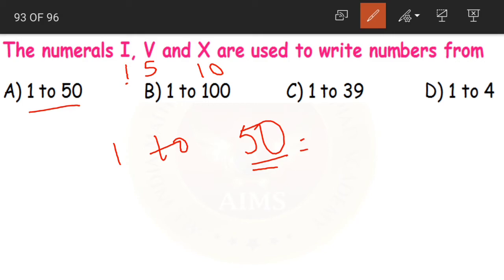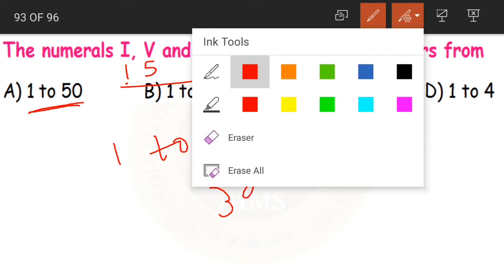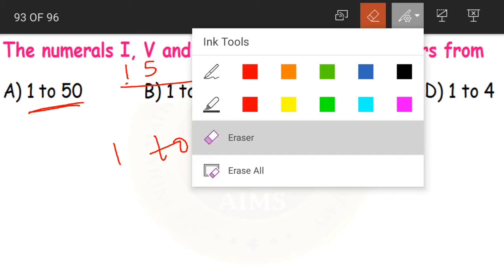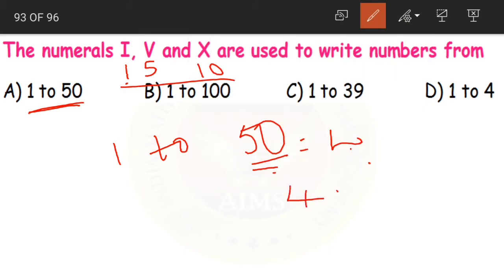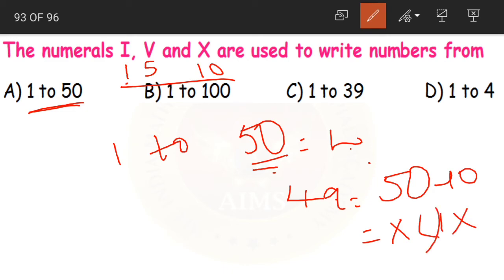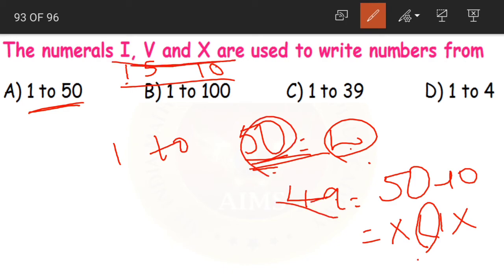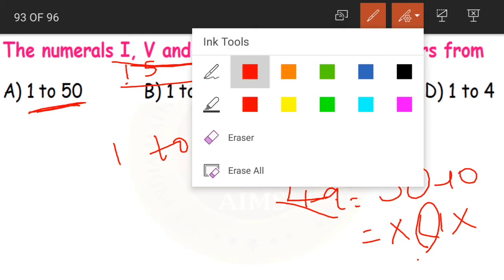Now we know that 50 is equal to L. Yes or no? Yes, 50 is equal to L. So it is not possible that only I, V, X are used here. Or else if you take the number 49 for example, what will it be? 40 will be written as 50 minus 10, that is XL, and 9 will be written as IX. See here L is used, that is the Roman numeral for 50. So we cannot say that only I, V and X are used to write the numbers from 1 to 50.